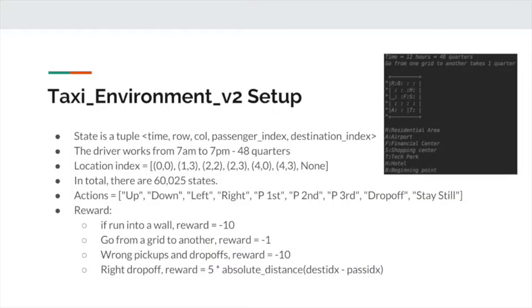In reality, a taxi driver might get several requests at a certain time at a certain location, so I added more requests to the situation based on simulation. For example, there will be 2 requests at 7 a.m. at residential area, where one of them goes to a financial area and the other goes to the tech park, and respectively the action space has become a little bit bigger. Reward system still stays the same.